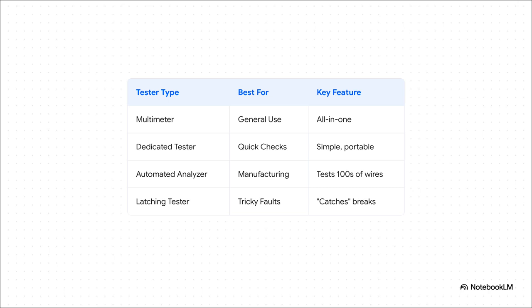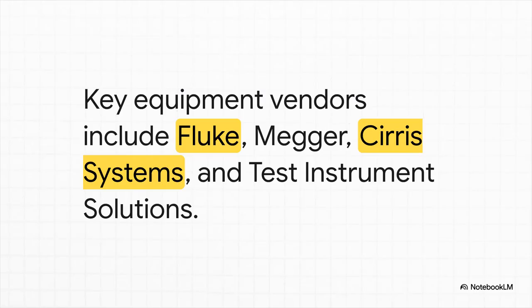And for those really annoying problems, like a connection that only breaks when you wiggle a cable just right, they have special latching testers that are designed to catch that super brief fault. And if you're ever curious about who actually makes these tools, you'll see a few big names pop up over and over again, like Fluke, Megger, and Cirrus. These are some of the companies that build the professional-grade gear that keeps our electrical world humming along safely and reliably.